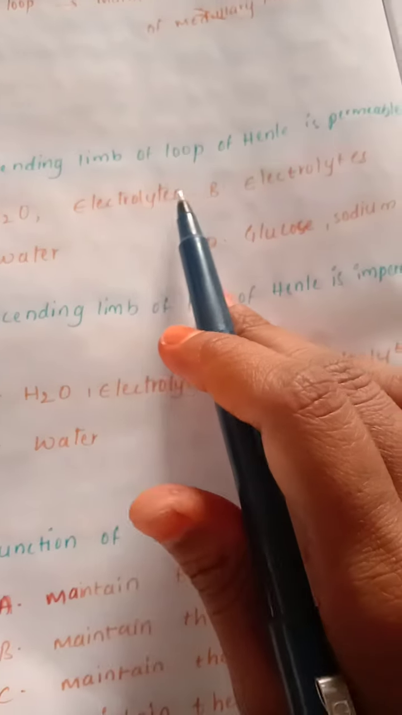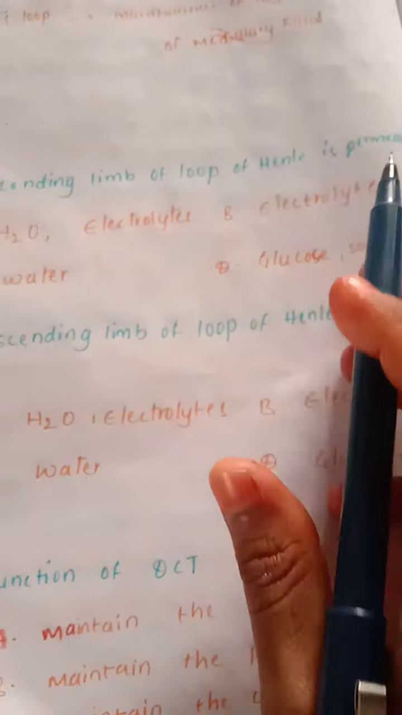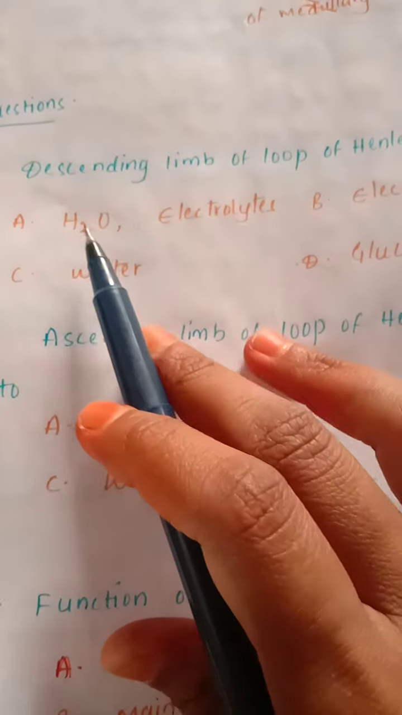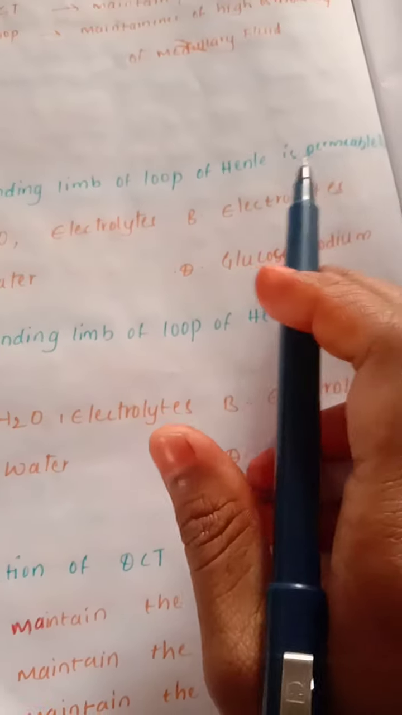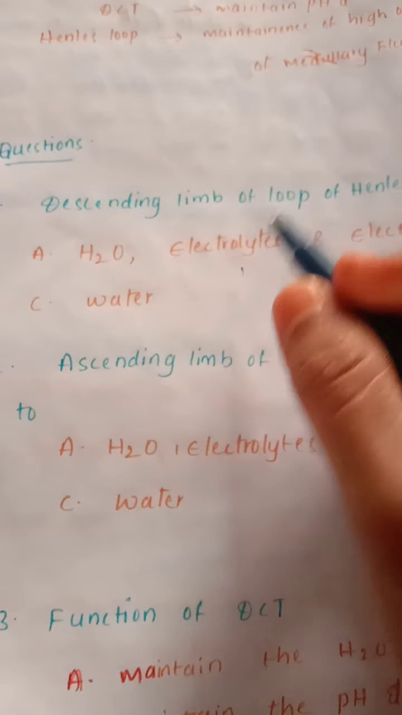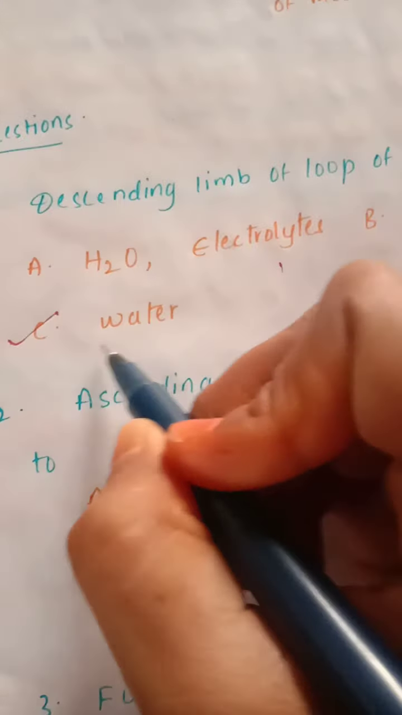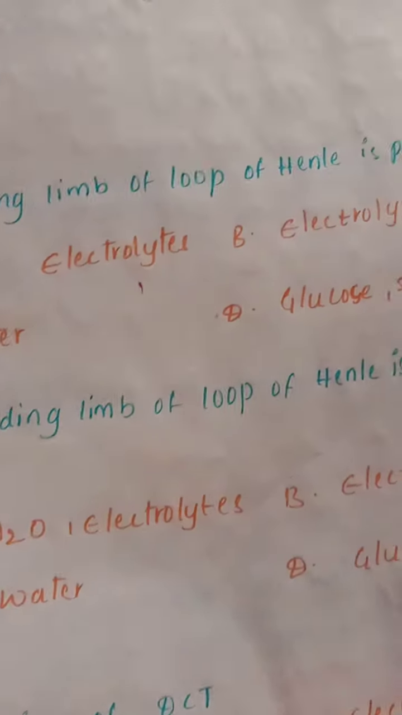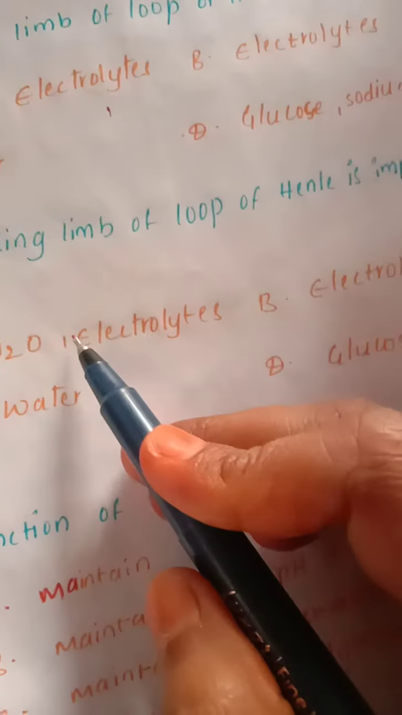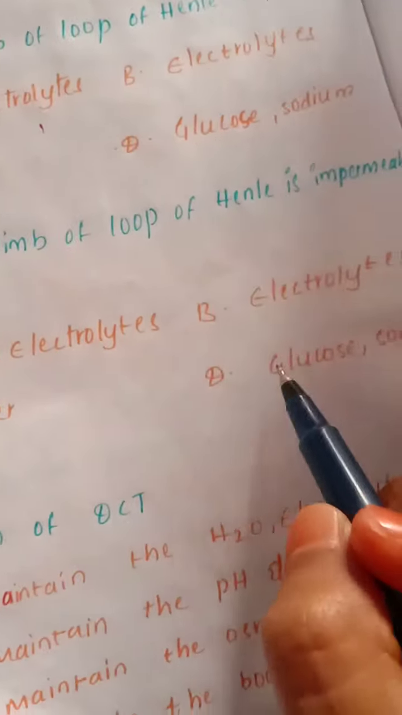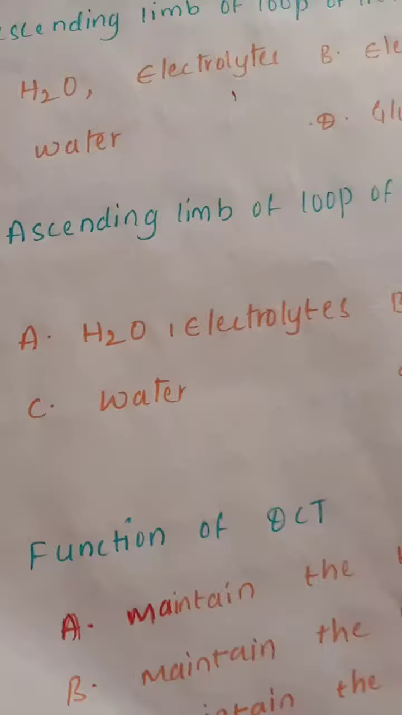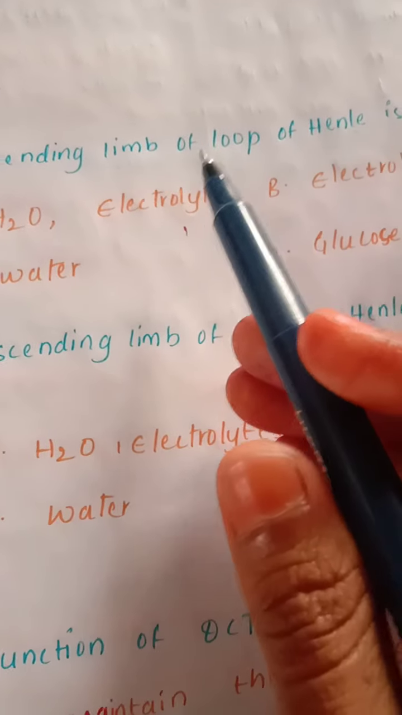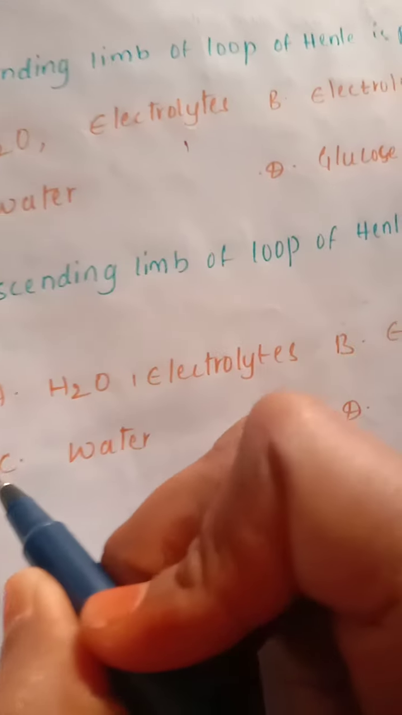Now let us discuss the questions regarding this. The descending limb of loop of Henle is permeable to which of the following? Water, electrolytes, water, glucose and sodium. Descending, it is permeable to water. Okay, the correct answer is water. Now the ascending limb of loop of Henle is impermeable to: water and electrolytes, water and glucose, sodium. Which option is correct? Exactly the reverse of the descending limb, so it is impermeable to water.